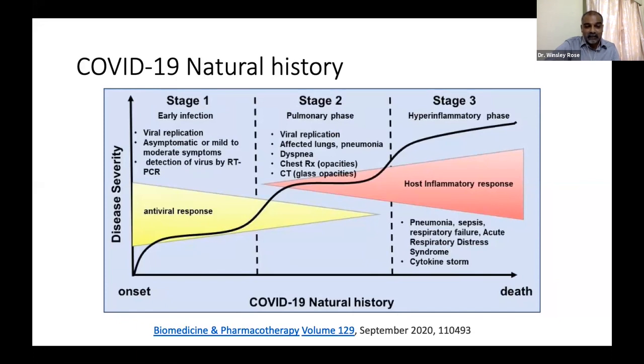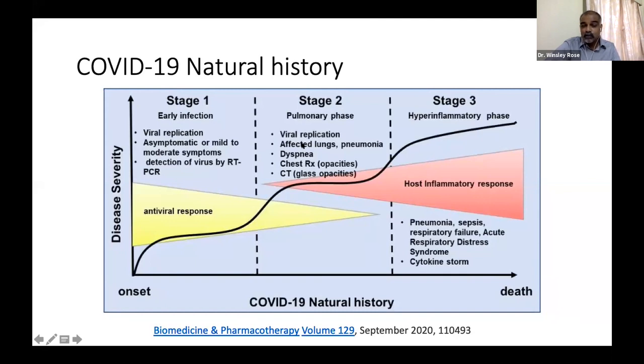So the three stages are: stage 1, which usually happens in the first 5 days. That is the stage of early infection, when viral replication is maximum. During this period, the patient could be asymptomatic, or they can have mild or moderate symptoms. And the PCR is often positive because the viral loads are higher. Now, if you really want to give an antiviral, this is probably the time to give it.